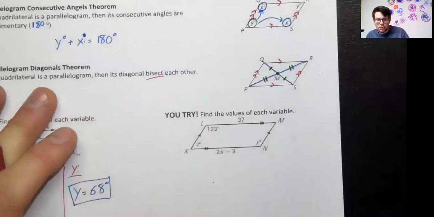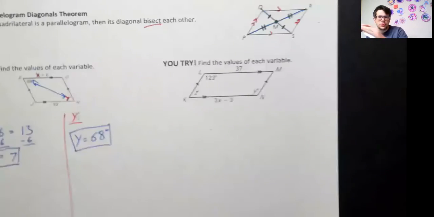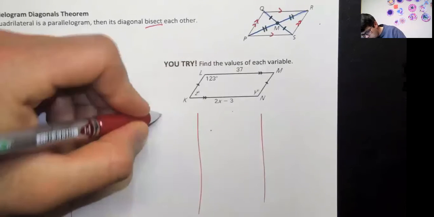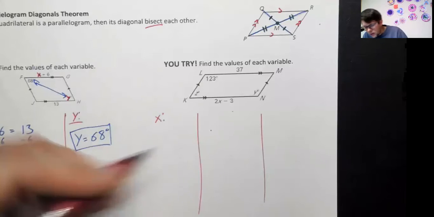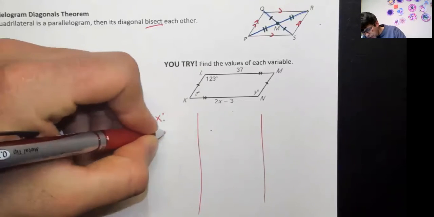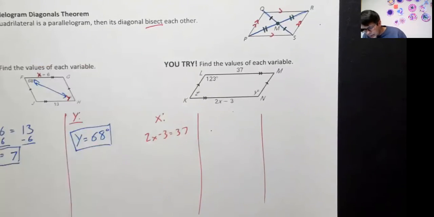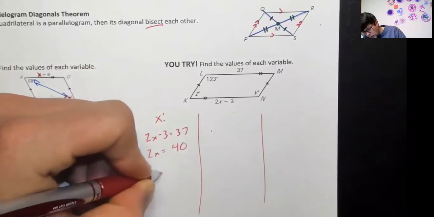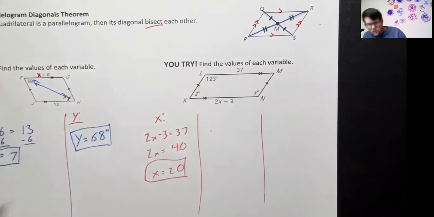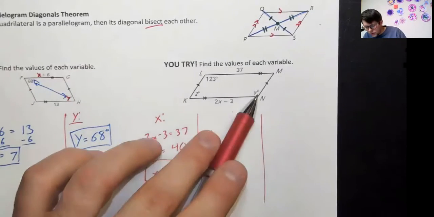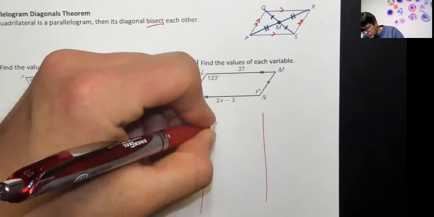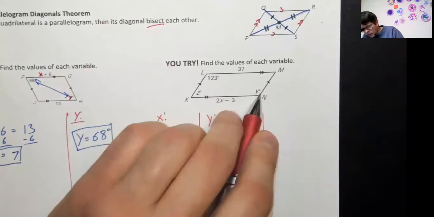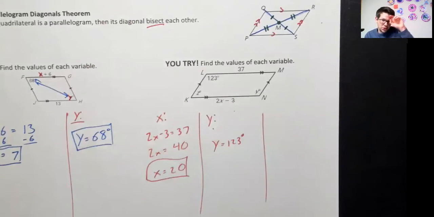The you-try problem is going to go pretty much the same. See if you can pause the video and try that one out on your own. For our x value, we're going to do a similar kind of setup where we compare our two side lengths to each other. And then you can get your x value. For our y value, we're going to do the same kind of thing we did before with our opposite angle. Both the y angle and this 123 are both obtuse angles, so they should be a matched set.